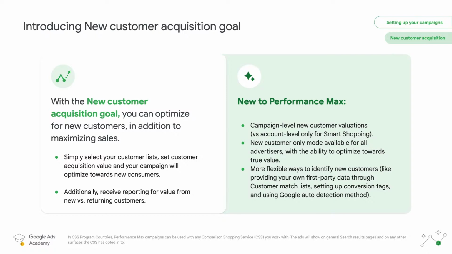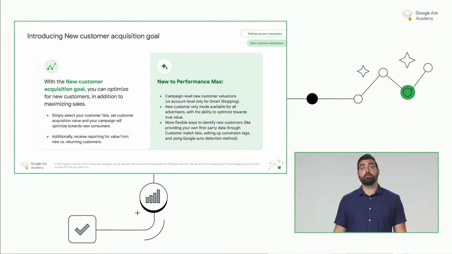Some new features that have been added in Performance Max that are new compared to Smart Shopping NCA: 1, campaign level customer value versus account level only previously in Smart Shopping. 2, new customer only mode available for all advertisers with the ability to optimize towards true value. And 3, more flexible ways to identify new customers, like providing your own first-party data through customer match lists, setting up conversion tags, and using Google auto detection methods.